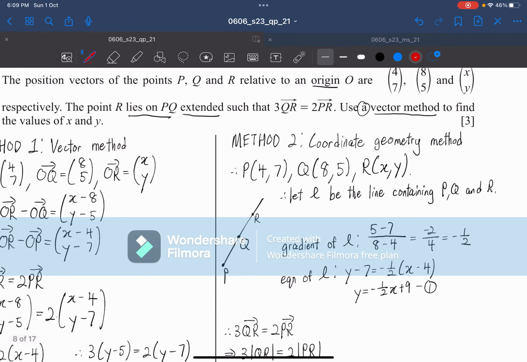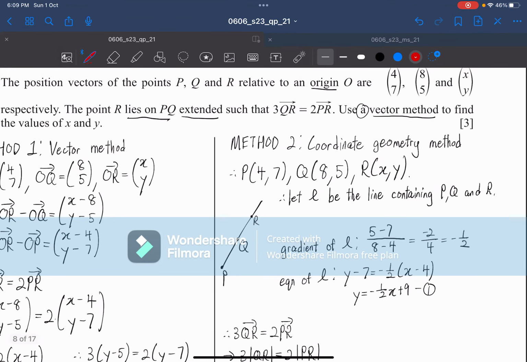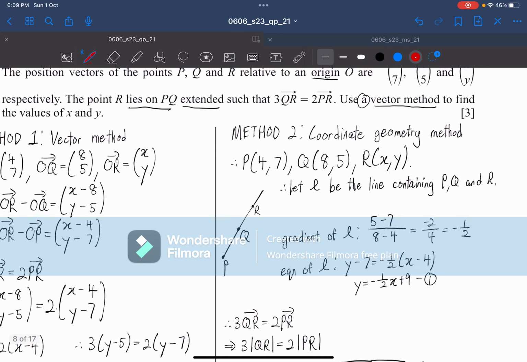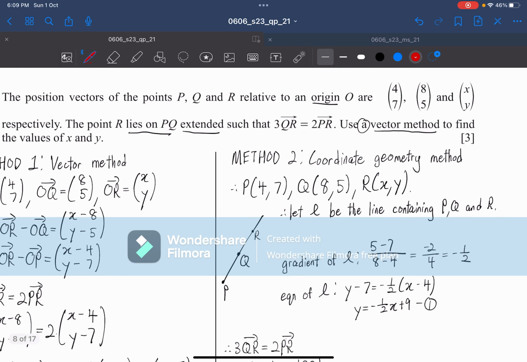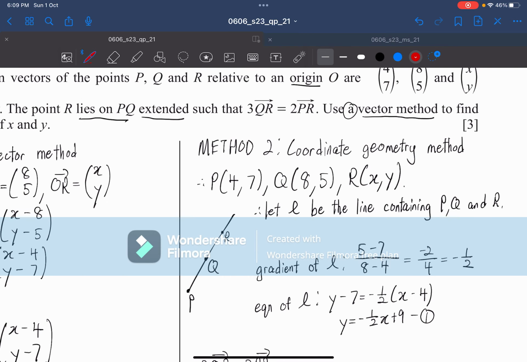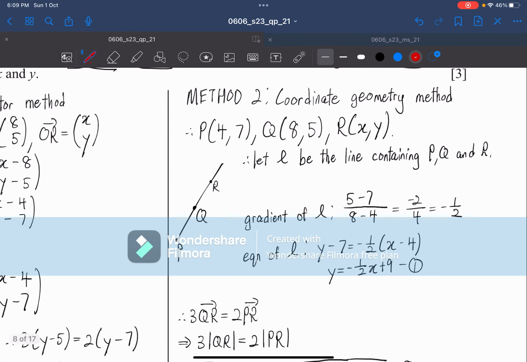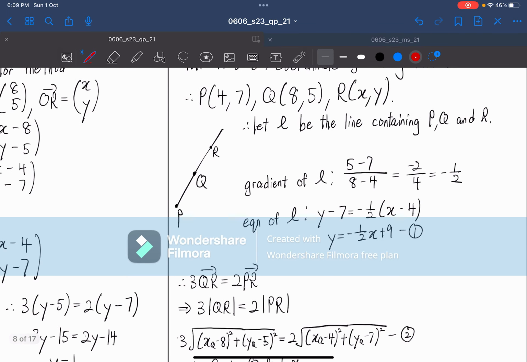So first, define what PQ is. I mean, they already defined it for us, so we just have to set it again. Let L be the line containing PQ and R, because again, they say R lies on PQ. So you can think of PQ as a line. So let L be the line containing PQ and R. We find what the gradient is, because we already have 2 points. We can find the gradient, and we find the equation of L.